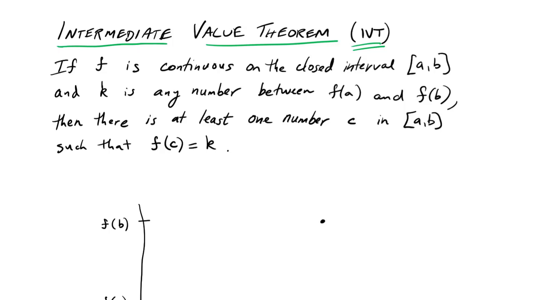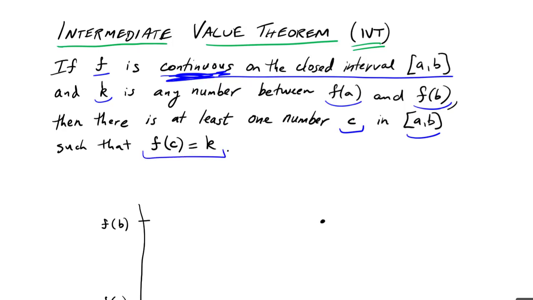Let's break it down. If f is continuous on the closed interval [a, b], so that's the important continuity we need, and k is any number between f of a and f of b, so the values at the endpoints, then there is at least one number c in [a, b] such that f of c equals k. So I can pick any number between the values at the endpoints, and I'm guaranteed that there's at least one place in x where I get that value of the function.